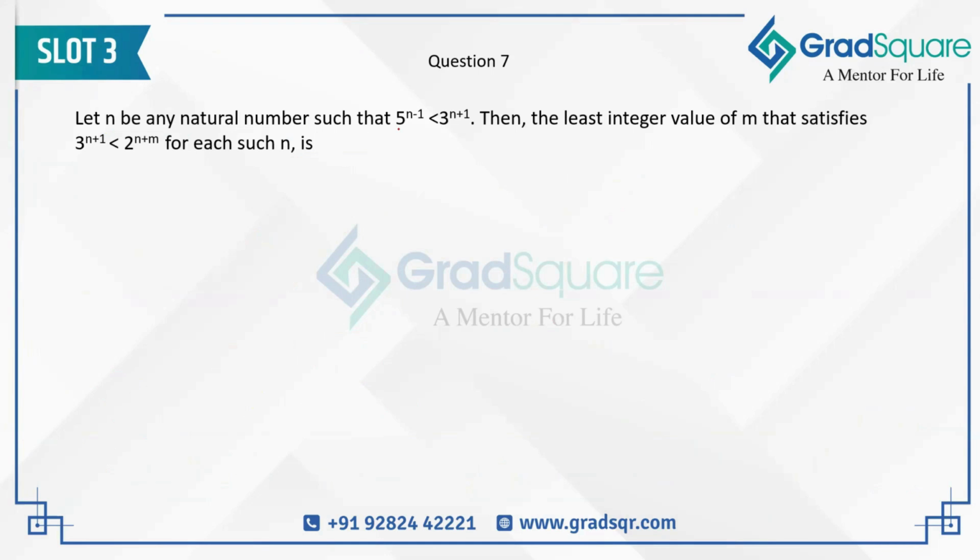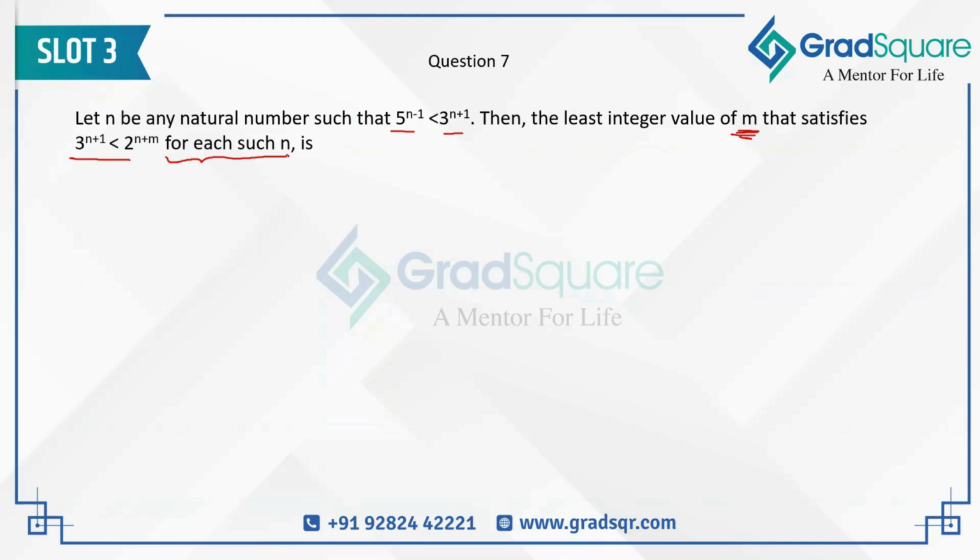m and n can be any natural numbers such that 5 power n minus 1 and 3 power n plus 1 are in this particular relationship, that 5 power n minus 1 is less than 3 to the power of n plus 1. Then find the least integer value of m that satisfies this equation for each such value of n.